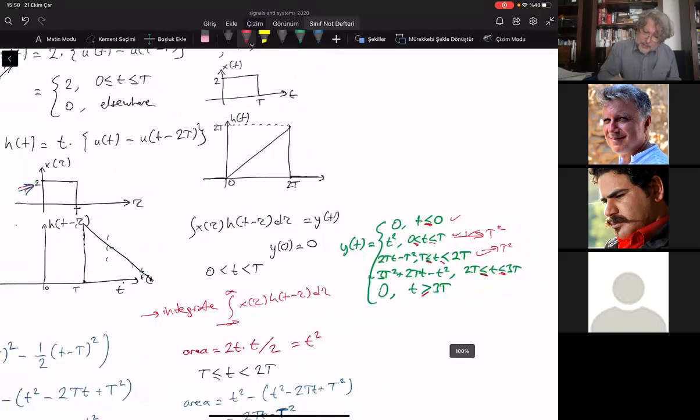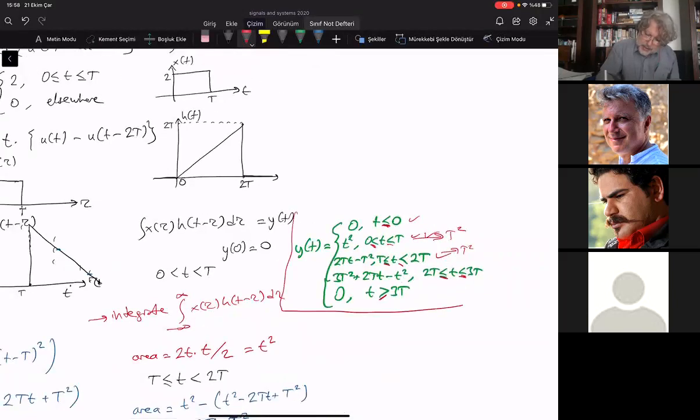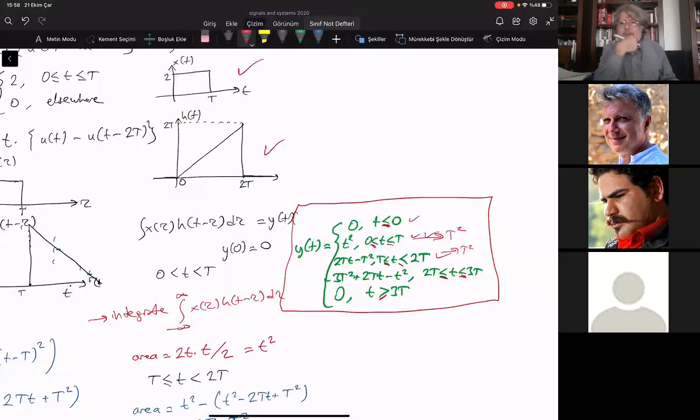And if you give me the result like this and put it in a box, and when I see it, I will give you 10 points. That's the convolution of these two shapes, of this shape and this shape. Okay, so this is how we do convolution in continuous time.